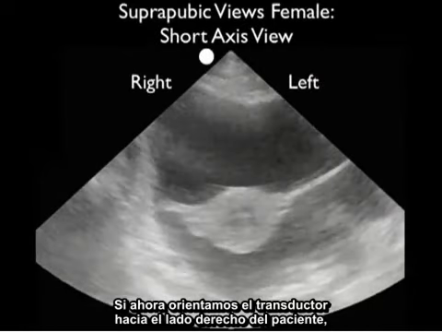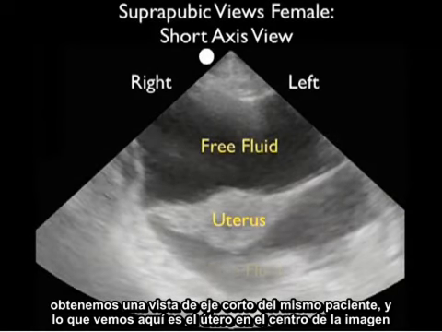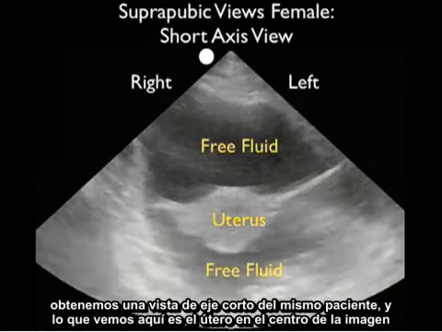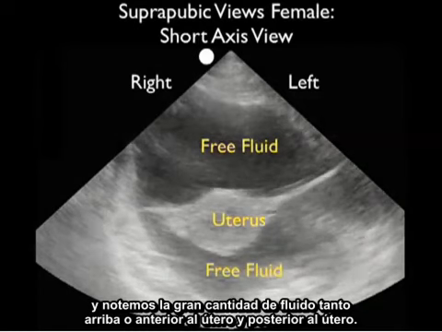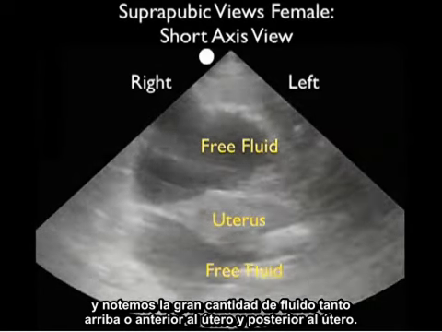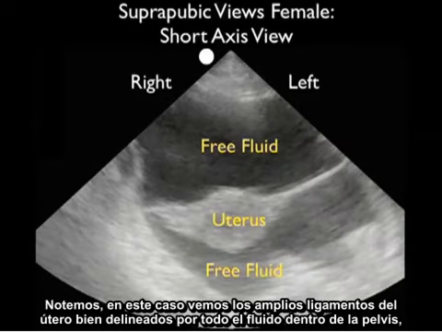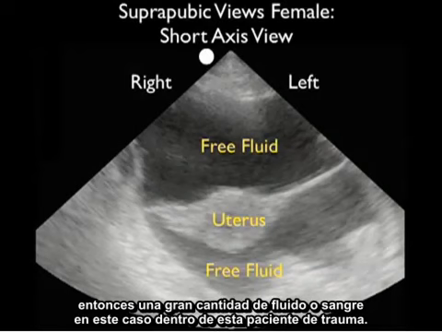If we now orient the probe towards the patient's right side, we obtain a short axis view of the same patient. And what we see here is the uterus in the middle of the image, and notice the large amount of fresh fluid as seen both to the top or anterior to the uterus and posterior to the uterus. Notice in this case we can see the broad ligaments of the uterus well outlined by all the fresh fluid within the pelvis. So a large amount of fresh fluid, or blood in this case, within this female trauma patient.